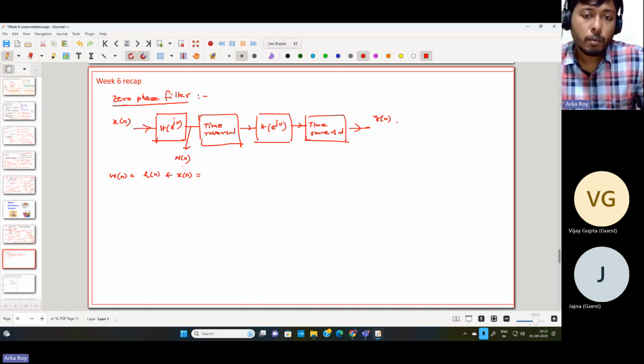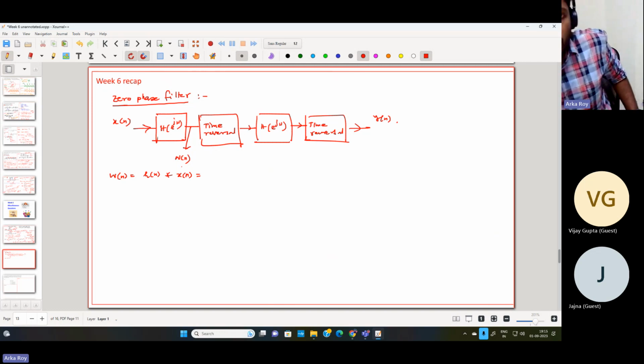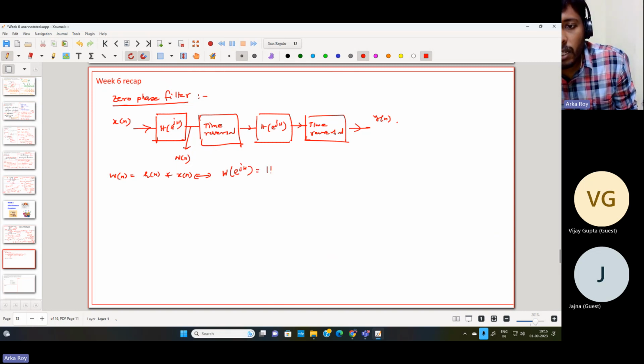And because we are bothered about the DTFT domain representation, we'll convert these individual representations into the format of DTFT. So I can write it as W e power j omega is equal to H e power j omega multiplied with X e power j omega. Then we have a time reversal operation. So let us consider we are getting z of n over here. So z of n is basically w of minus n.